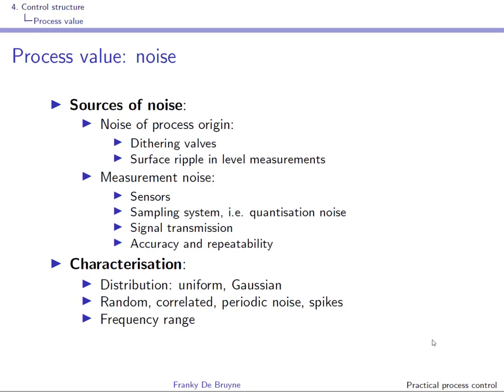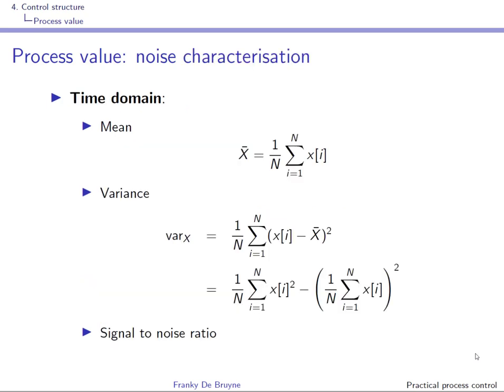If random in nature, we can characterize it by its distribution, so for instance a uniform or Gaussian distribution, and we can also characterize the noise by its frequency range, and most often the frequency content is in the high frequency ranges. In the time domain, the noise can be characterized by the signal to noise ratio, and what you can do is compute the mean and the variance using these formulas. If you need the variance, use this formula over here.